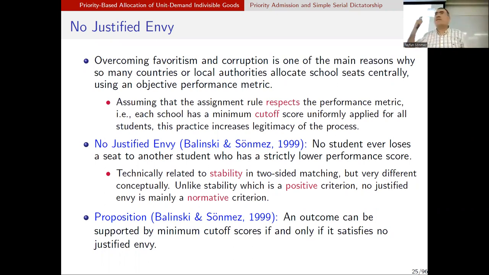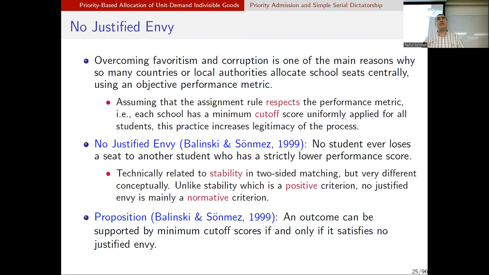Now, conceptually, this has nothing to do with stability. Nobody is doing blocking or anything, right? But it's mathematically related to stability if I interpret priority ranking as a preference ranking, right? Why? Because they are mathematically the same object. There is an isomorphism, but they're very different ideas. You'll not be able to explain stability to policymakers.